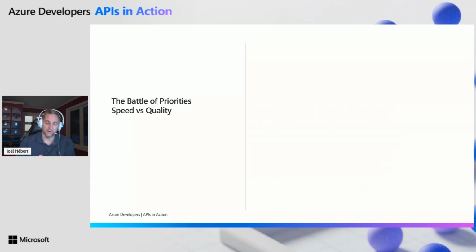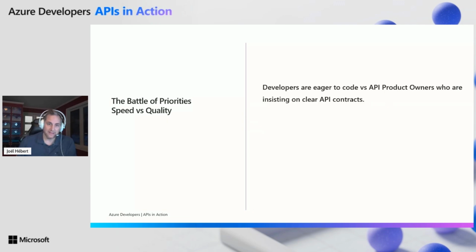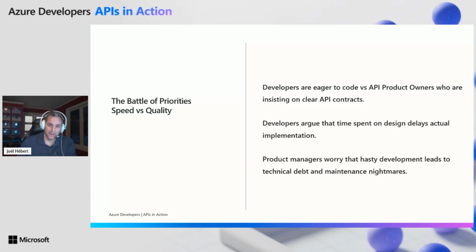What we want to do here is discuss the different personas at hand: API product owner, product manager, could be a project manager, and the developer. Let's take a look at some of the battles of priorities here. Developers are eager to code, and API product owners are insisting on clear API contracts. A second notion, developers argue that time spent on design delays actual implementation. Product managers worry that hasty development leads to technical debt and maintenance nightmares.